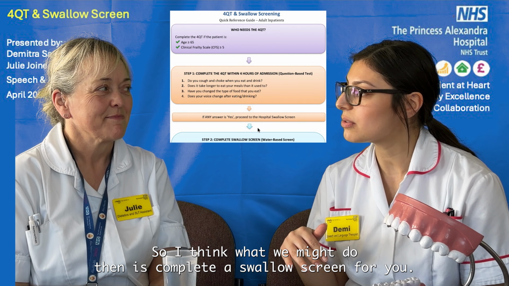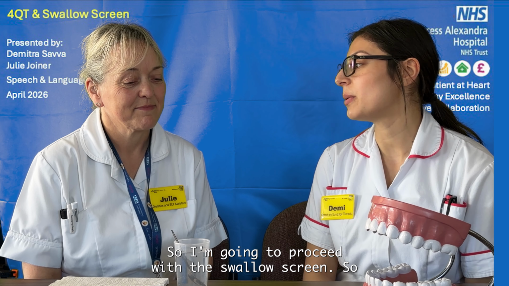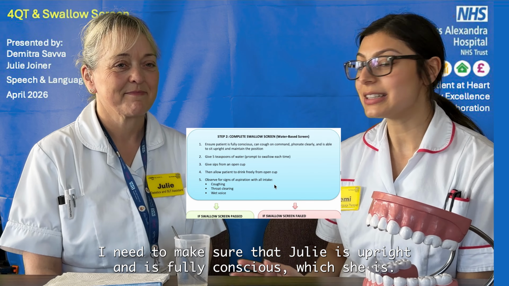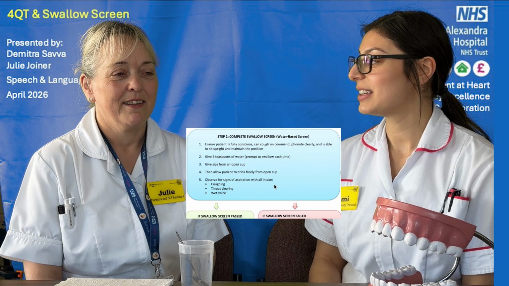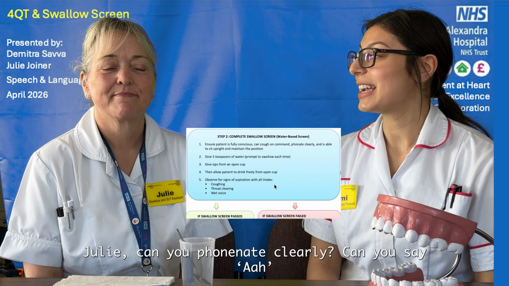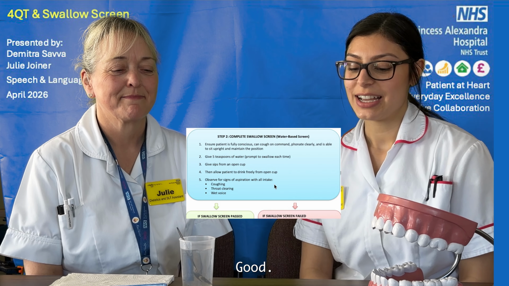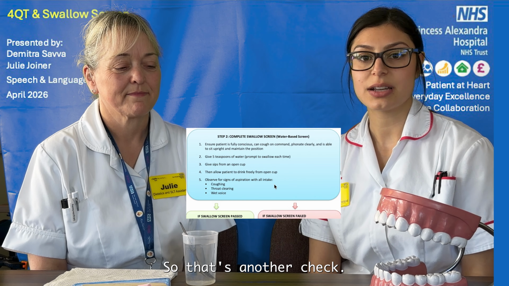So I think what we might do then is complete a swallow screen for you. Julie answered yes to 2 out of 4 of the 4QT questions, so I'm going to proceed with the swallow screen. I need to make sure that Julie is sat upright and is fully conscious, which she is. Julie, can you cough on command for me? Good. Julie can cough on command. Julie, can you phonate clearly? Can you say ah? Clear voice, good. And you're able to sit upright and maintain that position throughout the screen, so that's another check.